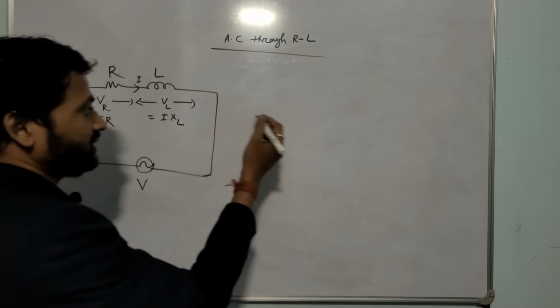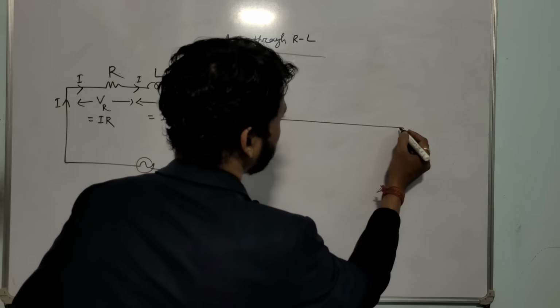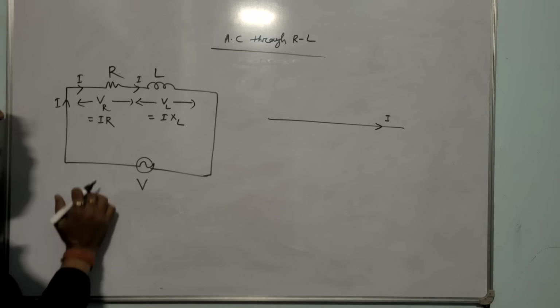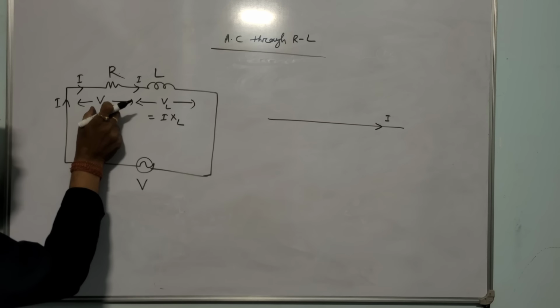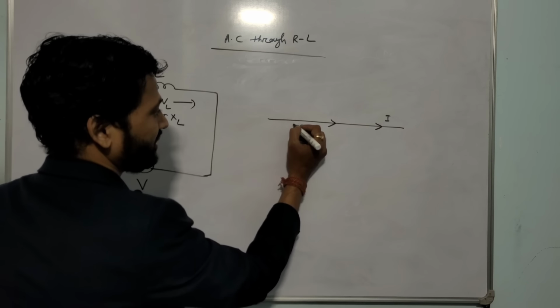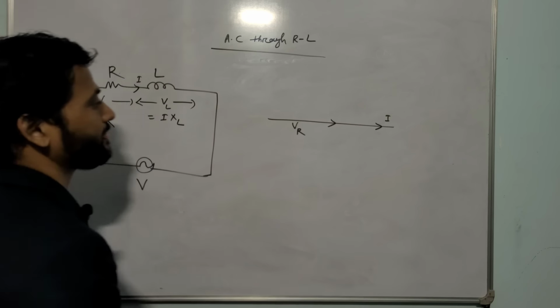So now we'll derive this expression of impedance. What I have told, you have to draw the phasor diagram. I have taken current as my reference parameter in the x-axis. AC current is given to the resistor. The voltage will be VR. What is the angle between I and VR? 0. So I and VR are in the same phase.